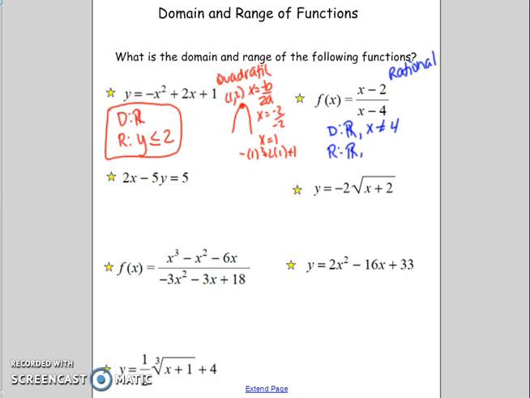So we check the degrees, they're both the same. So we divide the coefficients in front. So 1 over 1 is 1. So we have a horizontal asymptote. I'll write this over here. Horizontal asymptote of y equals 1. So our range is going to be all real numbers except y cannot equal 1.